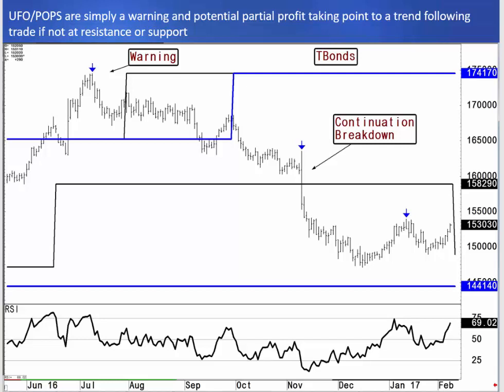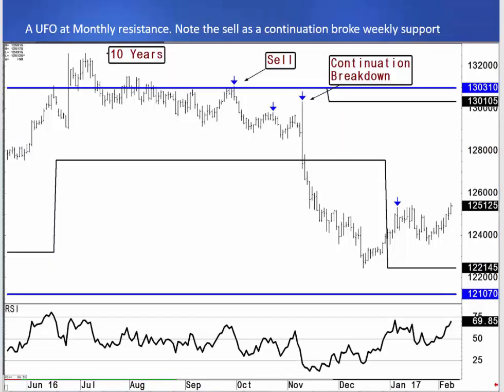The second signal, the trend is already down, we break weekly support, and so this is what I call divergence as a continuation. Here is another UFO at that 10-year level that was hidden at monthly resistance, and again note that we had a sell as a continuation that broke weekly support.